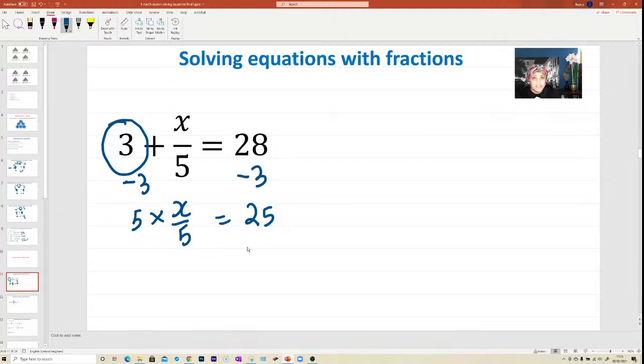One more thing we need to do is balance it. So we need to do times 5 on the other side as well. So 5 divided by 5 is 1. So we have x on this side equals to 25 times 5 is 125. And that's your answer.